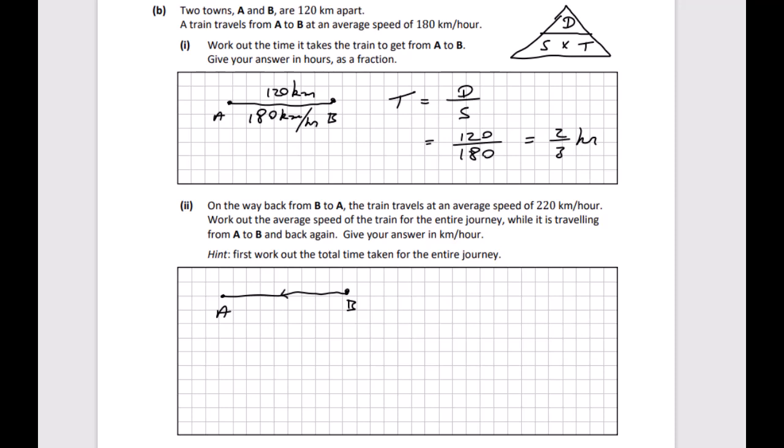The train travels at an average speed of 220 kilometers per hour. And again, it's still 120 kilometers. Work out the average speed of the train for the entire journey while it is traveling from A to B and back again. Give your answer in kilometers per hour. They give you a hint here. It says first work out the time it takes for the entire journey.